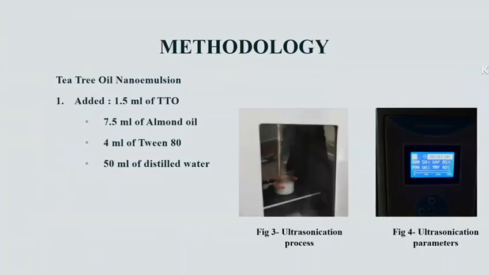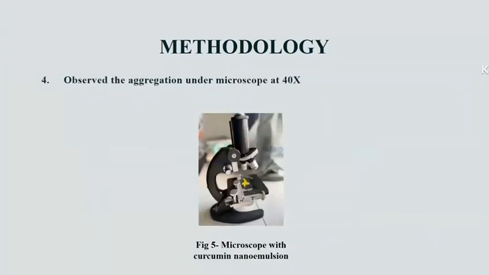To prepare tea tree oil nanoemulsion without curcumin, we added 1.5 ml of tea tree oil, 7.5 ml of almond oil, 4 ml of Tween 80, and 50 ml of distilled water. And then sonicated the mixture. Now this mixture was observed under a microscope at 40x.